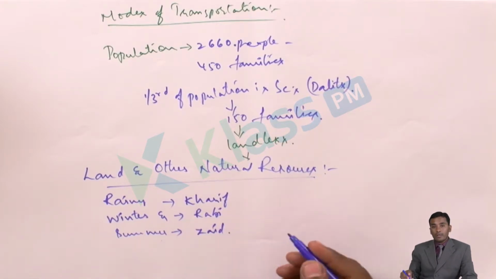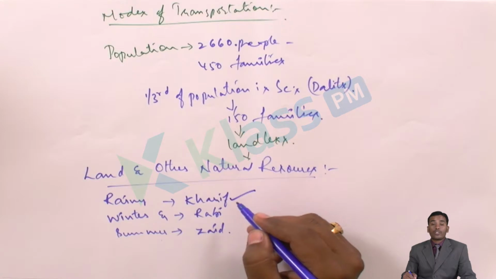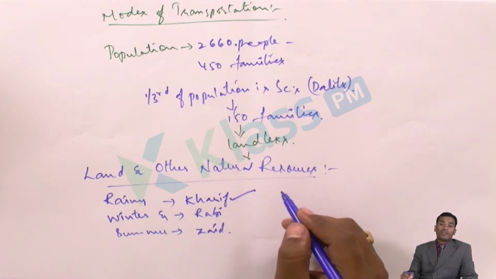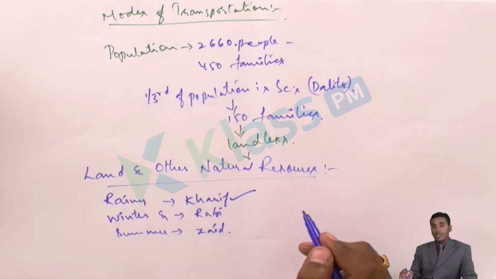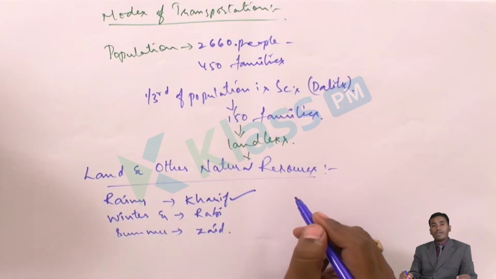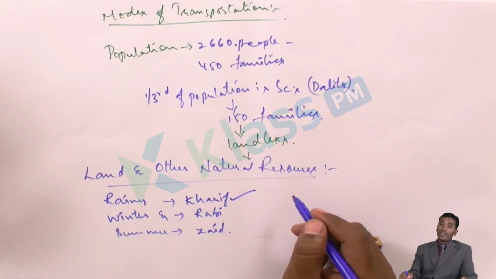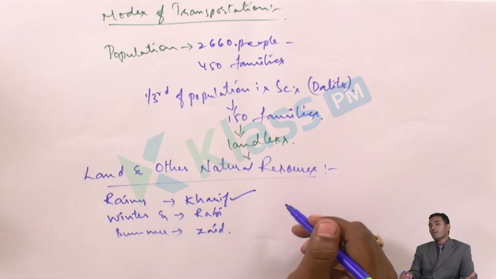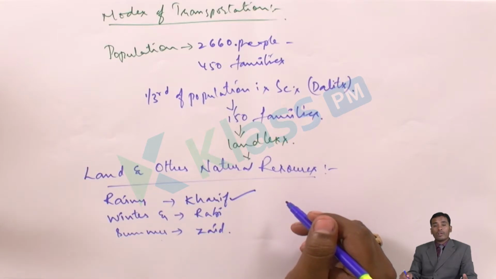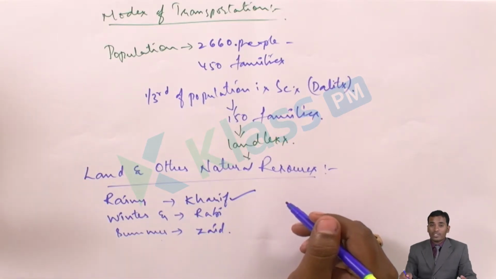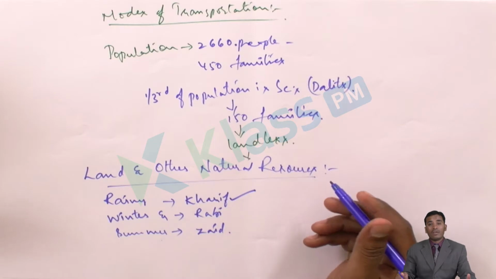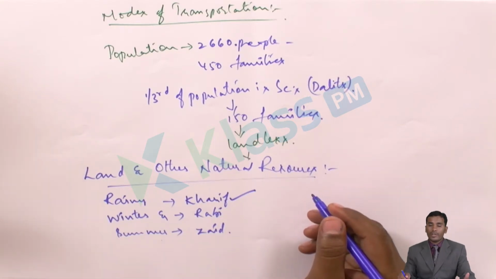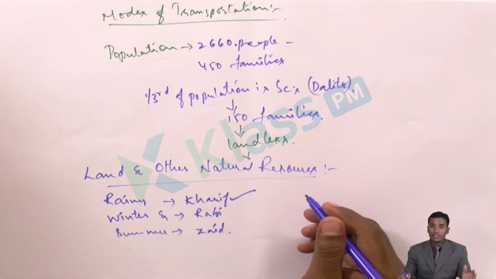Generally during the Kharif season, that is during the rainy season, no land is left uncultivated in Rampur village. The entire land is utilized for cultivation. Even the land which doesn't have irrigation facilities is cultivated during the Kharif season because of the availability of water from rainfall. What type of crops are cultivated in the land which has no irrigation facilities? Crops like jowar and bajra.